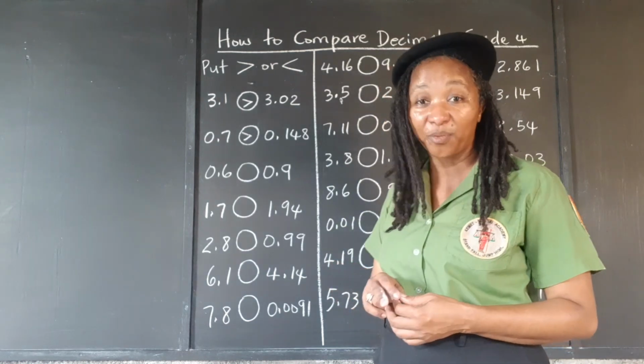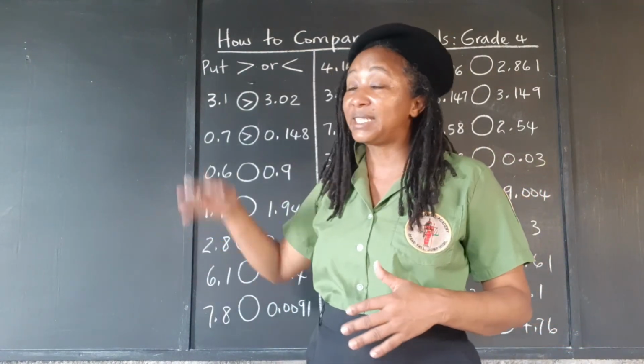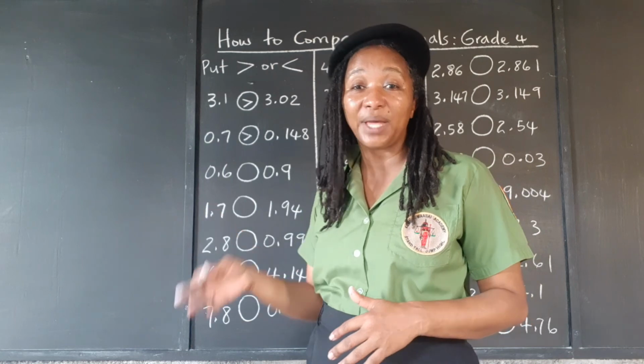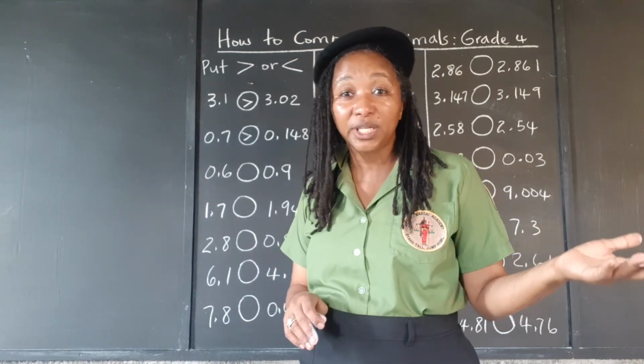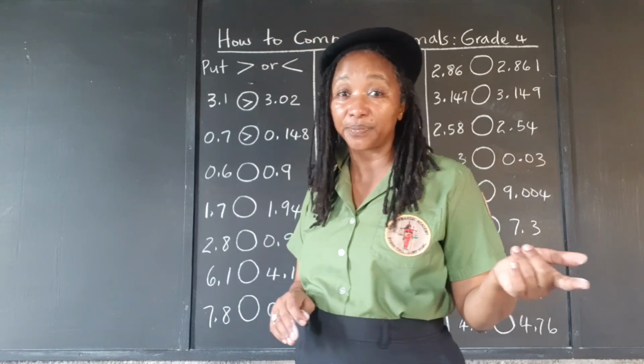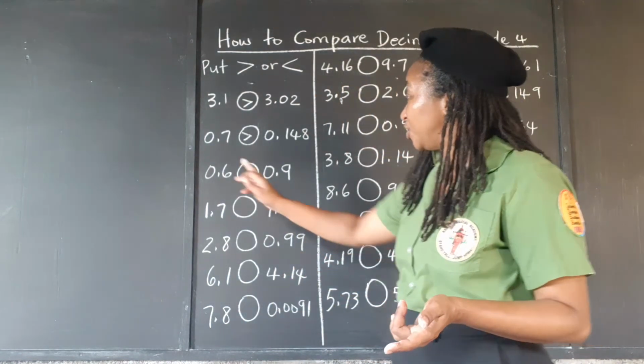Alright, so be careful with decimals, right? They can have 10 digits and still be a smaller number than another number that has 2 digits or even 1 digit. Okay, so be careful.